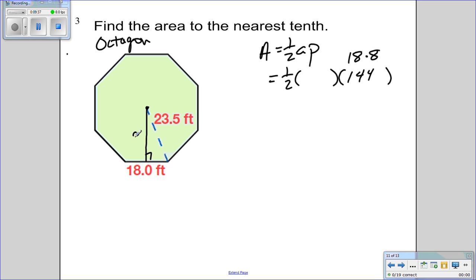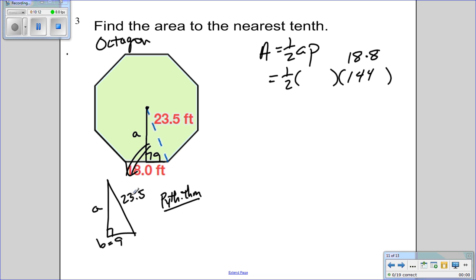So here's my apothem, and I don't know what that is. The bottom of that triangle is half of 18, so that's 9. If I took that triangle out and looked at it separately, maybe that'll help me out. The bottom is 9, this is the apothem, and this is 23.5. Now I know 2 out of the 3 sides, so I don't even have to mess around by finding this angle. I can use the Pythagorean theorem to figure this out. Once I have my apothem, I can plug it into the formula and get the area. So A will be my unknown, 9 will be B, and C must be the hypotenuse, so we have A squared plus B squared equals C squared.